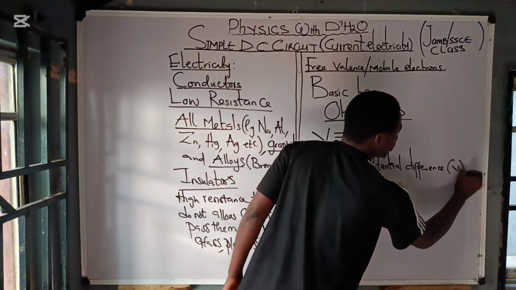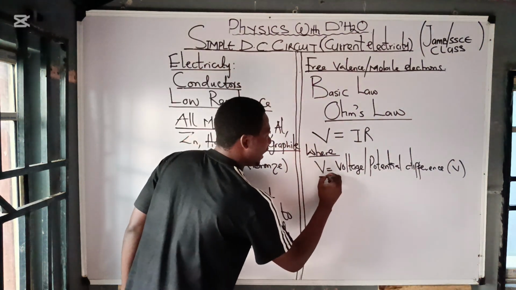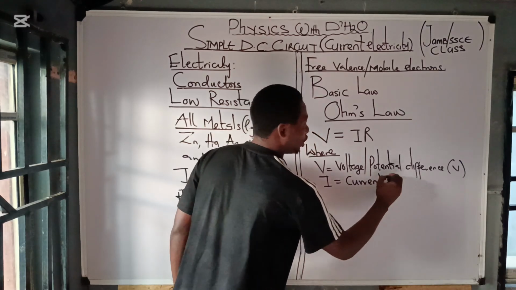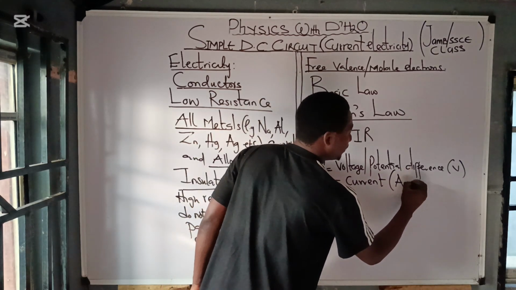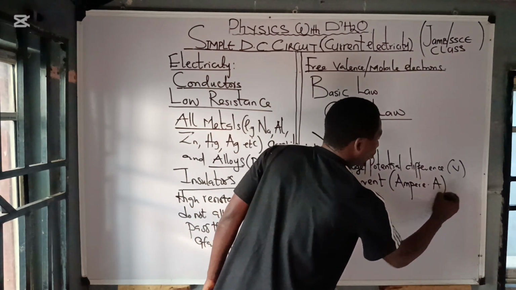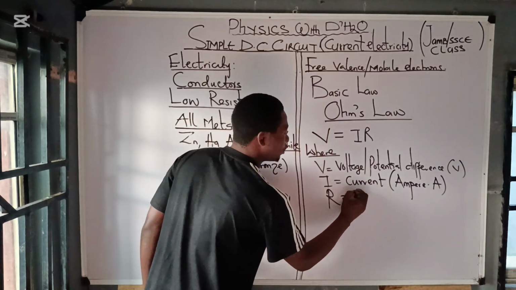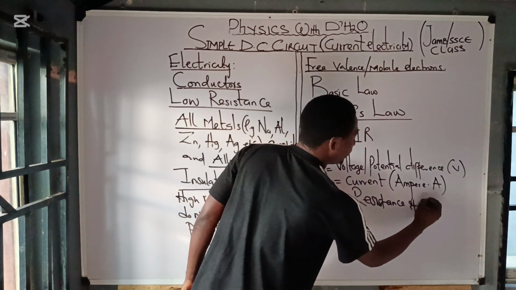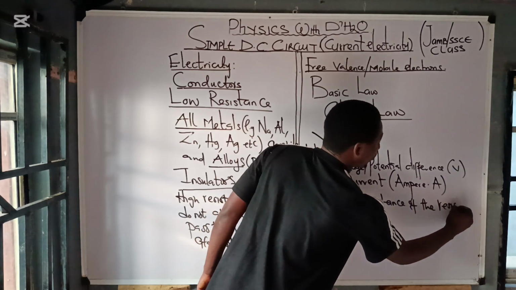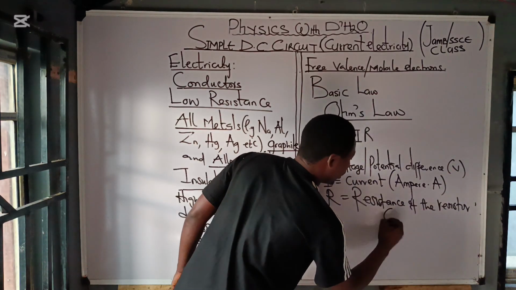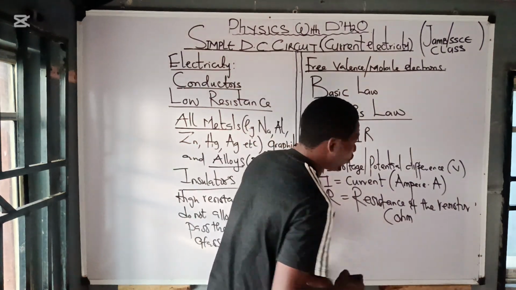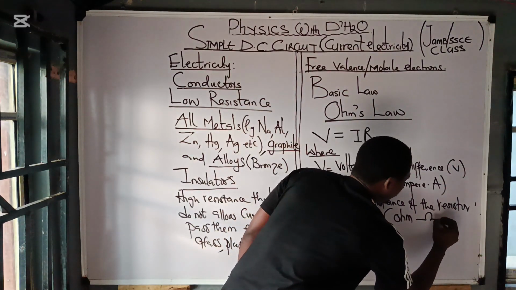Potential difference is measured in what? Volt. I is known as the current. Current is measured in what? In ampere. It should be noted, this is your current. R is known as what? The resistance of the resistor. And this is measured in ohms. Take note of that. The symbol for ohms is like this. This is the symbol for ohms.